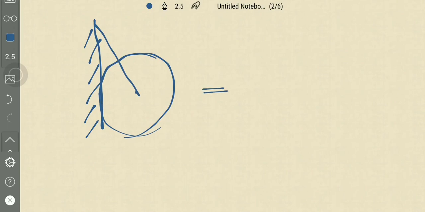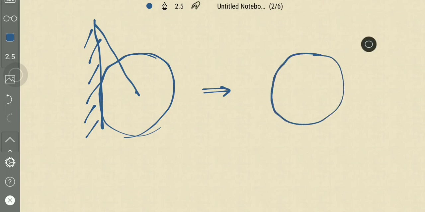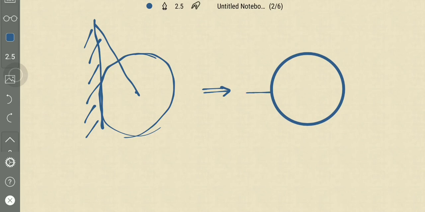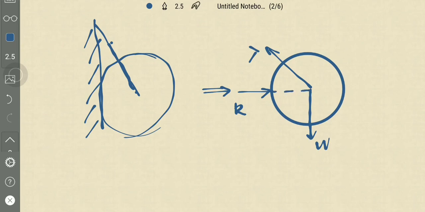And the free body diagram for this is the wall, and the reaction, it is lying on this wall, so there exists a reaction R, and this is the wire, so there exists tension T, and the self weight of the ball, which is W. These three are concurrent forces.